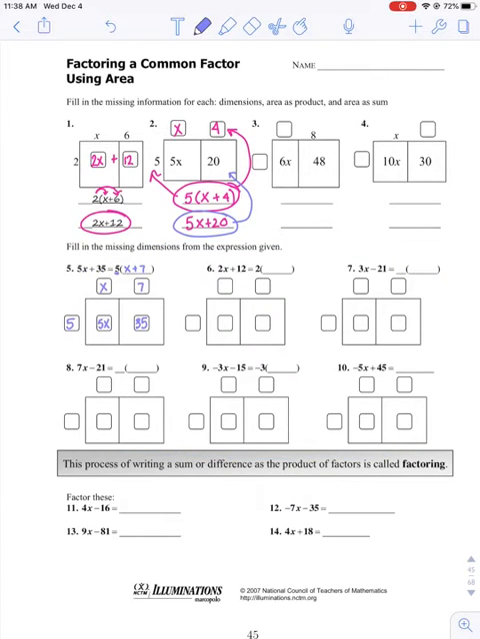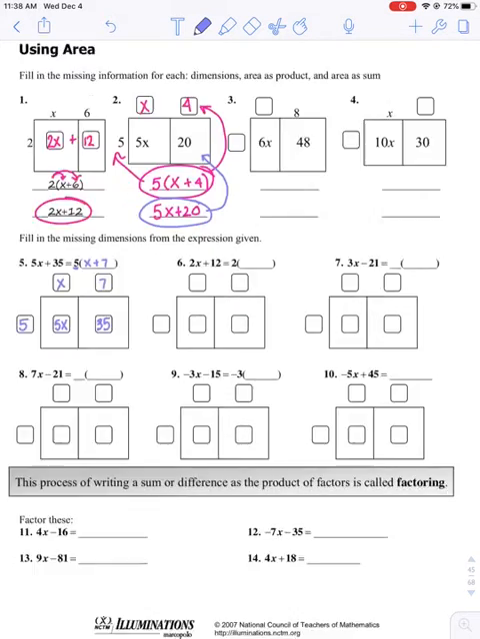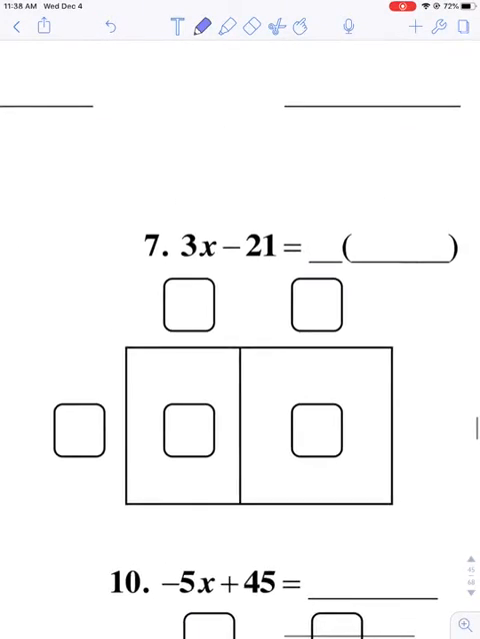All right, hopefully you are ready to go over this one. I wanted to jump over to number 7 because I see a negative in there. First of all, I know that I could fill in 3x and negative 21 from the expression they gave us. Now, obviously, you can't have an area of negative 21, but this is a model. It's not literally the area of something.